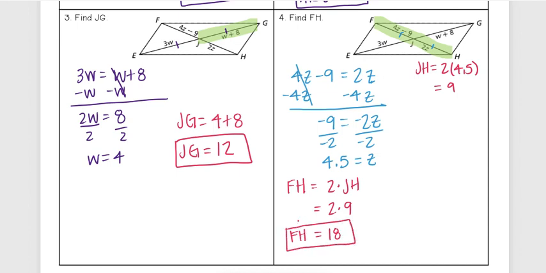So really all I did, I plugged 4.5 into just the one part of the diagonal, 2z, and then I doubled it. If you plugged it into FJ, that will still get you the same answer. You should get 9 when you plug in 4.5 into this, and then when you double that, you get 18.